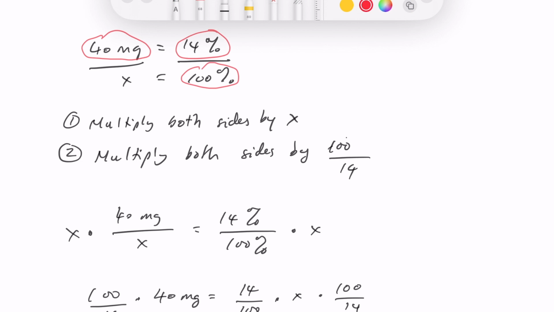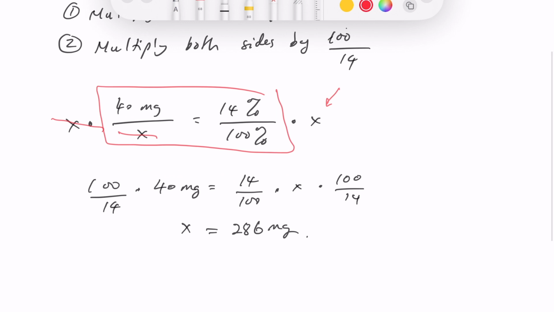What you want to do is set it up like this, where you say 40 milligrams is equal to 14%, and then x, which is the quantity we're trying to solve for, is equal to 100%. And then just express both sides as a ratio. You can then do a simple algebraic step to isolate the x. In this case, step 1 is to multiply both sides by x. So our original equation looks like this. We multiply both sides by x to get rid of the x here, cancel that one out, and then you have x appearing on the right side.